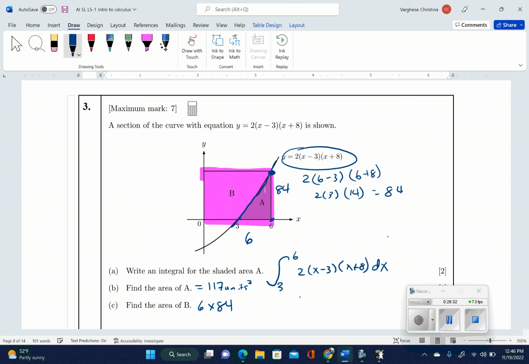So 6 times 84. What is it that I know? I know that this right here is 117 already from my answer from part A. This is 117. So to find out the area of B, which is this remaining part, I need to do 6 times 84 minus the 117 that I got from the area of A. So then I just plug that into the calculator, and I get 387 units squared. Okay, so that is the area of just section B, just this right there. Okay, there we go. That's question number 3.